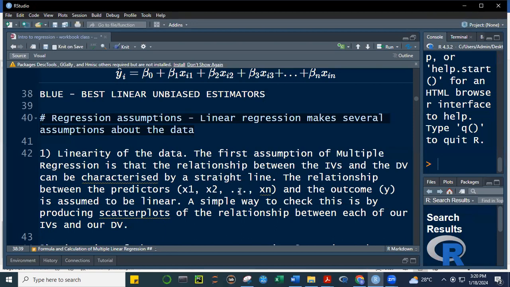Okay, so let's take a look at the assumptions. Number one, linearity of the data. So this has something to do with the relationship between your x and your y. Dapat yung x at saka y natin, dapat correlated sila. No? They should be correlated.